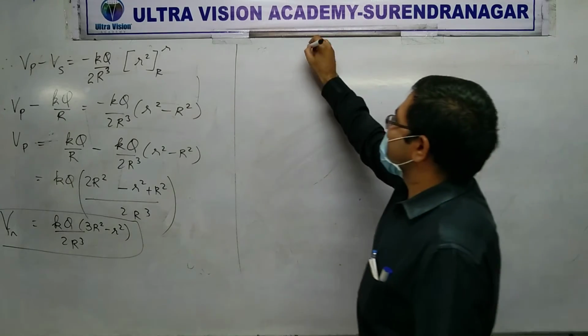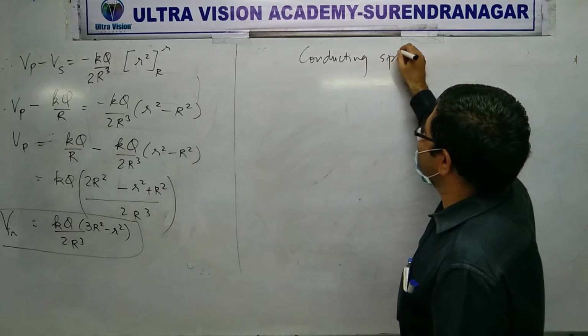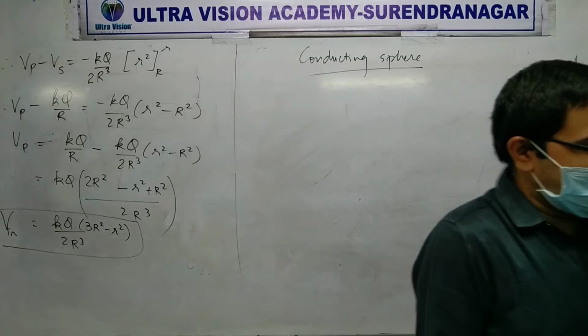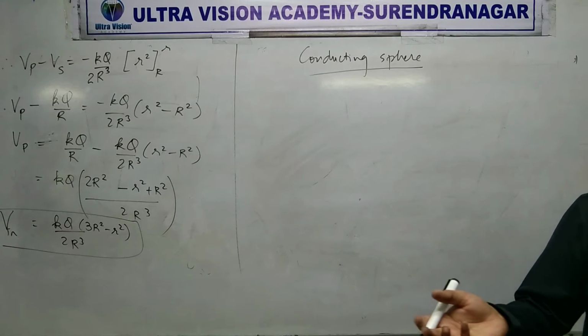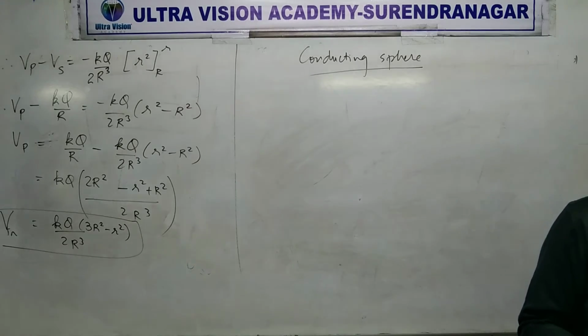What if it's a conducting sphere? Okay, it doesn't deserve a separate derivation. What if it's a conducting sphere? All the charge will come on the outer surface. Everyone remembers that charge cannot be on the inside; it will be on the outer surface. Clear or not? Yes. Then it will behave just like a shell.